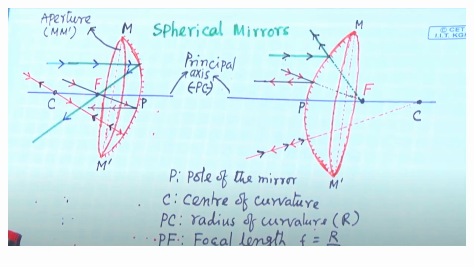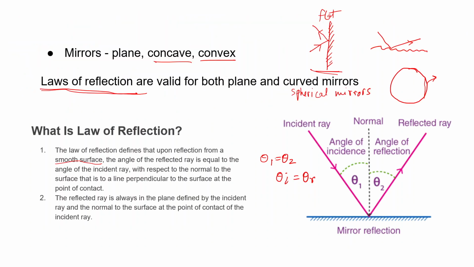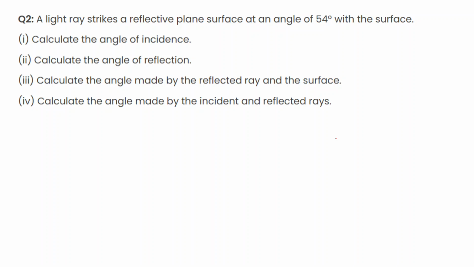Let's do this question first, then I'll explain how the reflection looks for a curved surface. Here we are seeing the example for this plane mirror, and how the reflection law looks for a curved surface we'll see. First, let's do a small question based on the law of reflection.